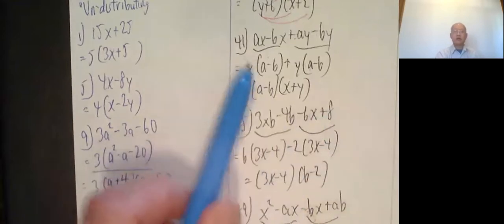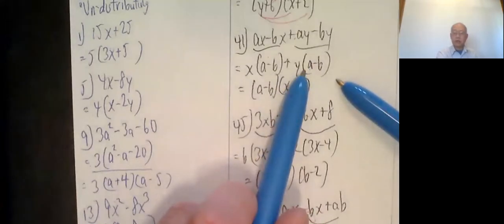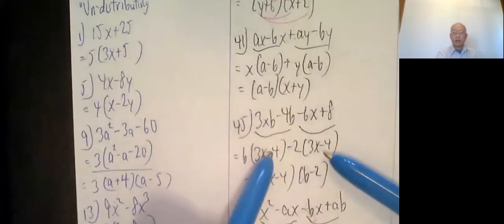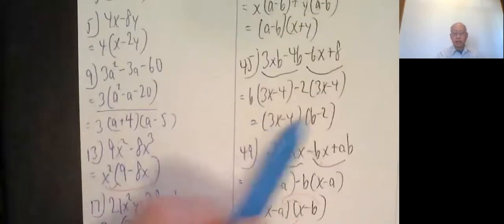Okay, so when you're doing these factoring by groupings, this set of parentheses and the second set of parentheses will always match. Okay, never any change for that. So pull out the 3x minus 4, and what's left behind is b minus 2, if you check it with FOIL.